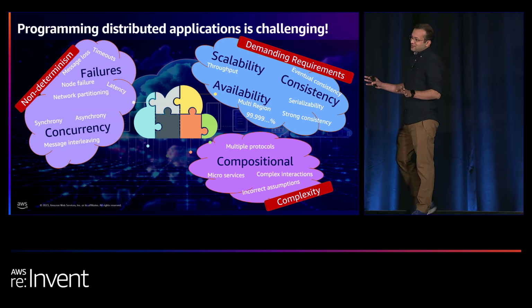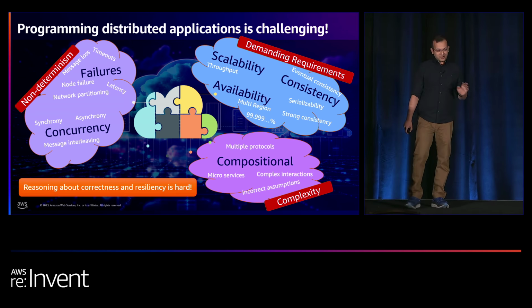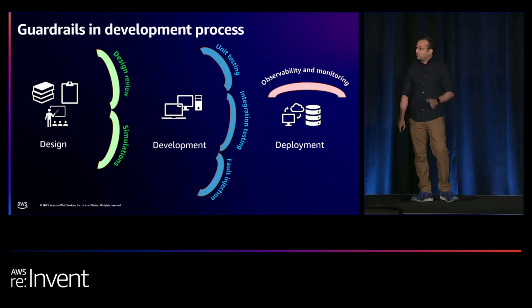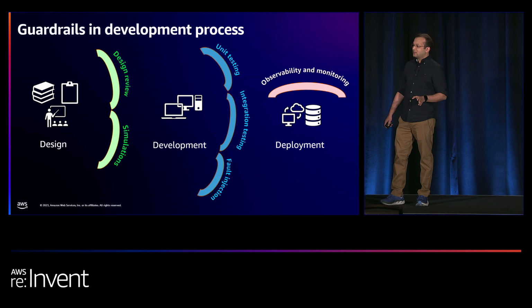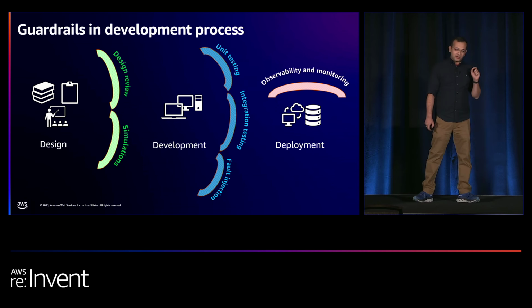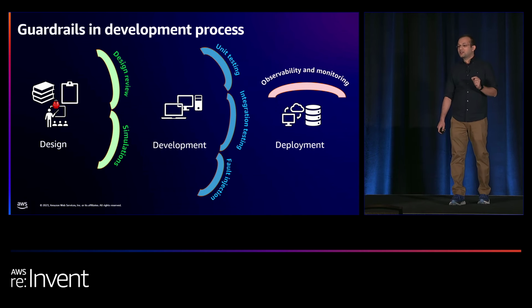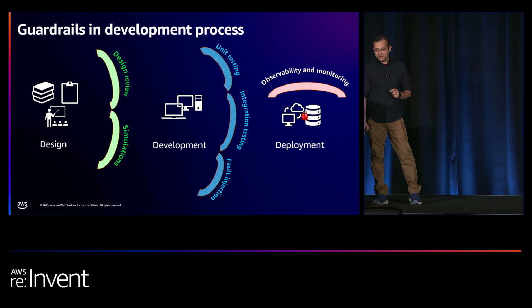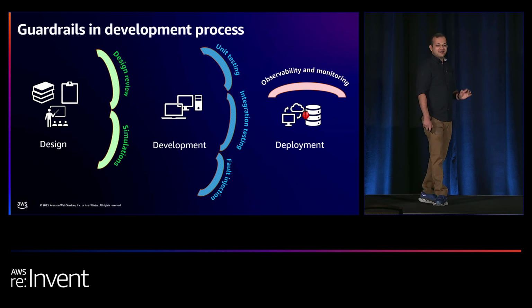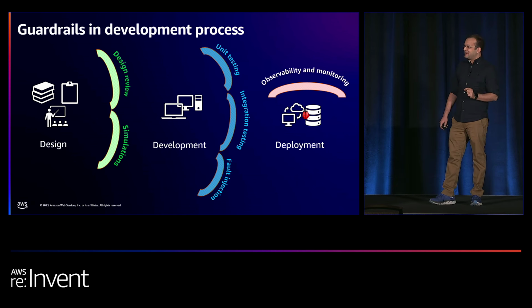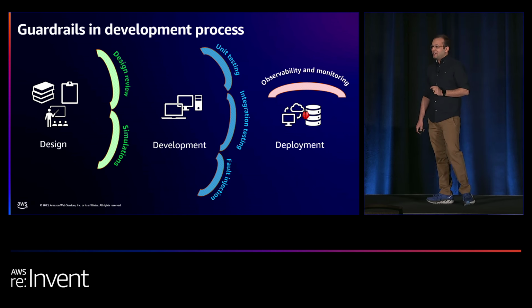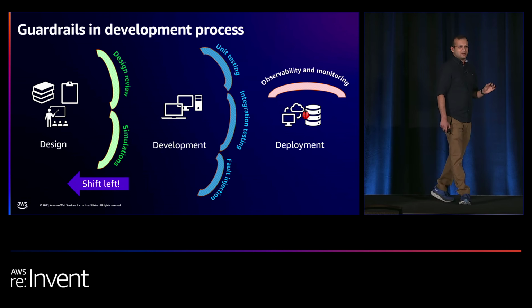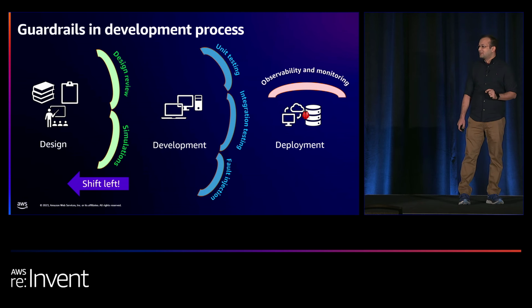Now, when you have all this complexity, reasoning about correctness and resiliency is hard, right? Which is why we have all these guardrails in our development process. We have these guardrails so that we can find design-level logical correctness bugs as early as possible in our development process. And we all know that finding a logical or correctness bug in our design late in the development process has a high cost and effort associated with it, which is why we would like to catch them as early as possible in our development process, right?